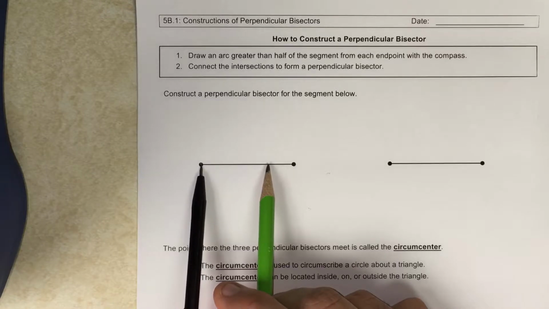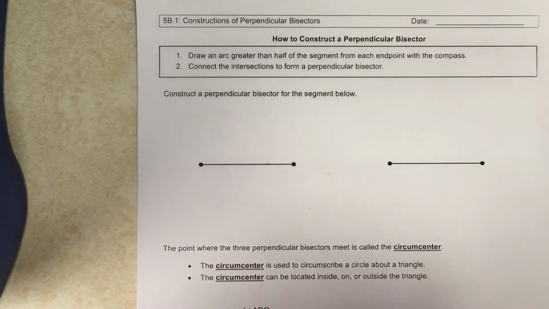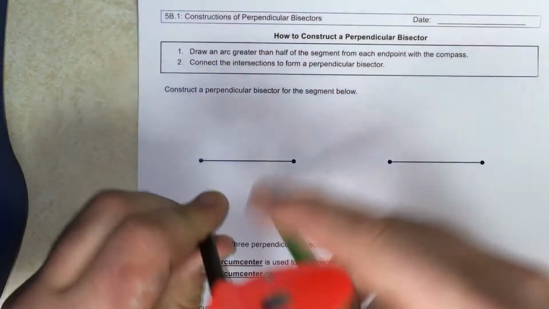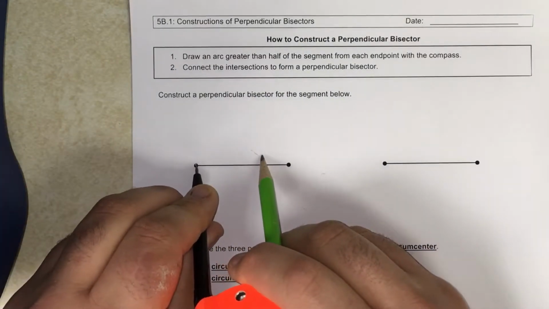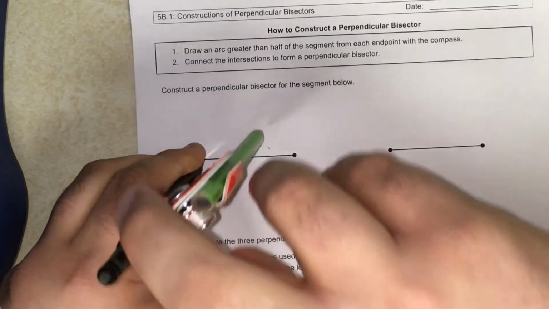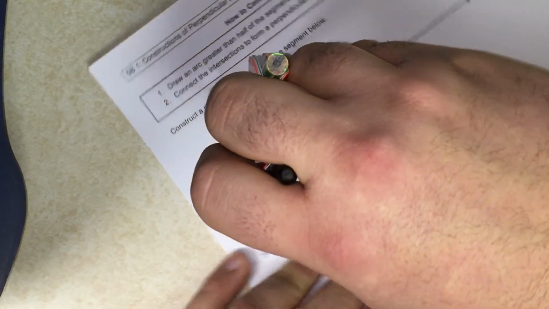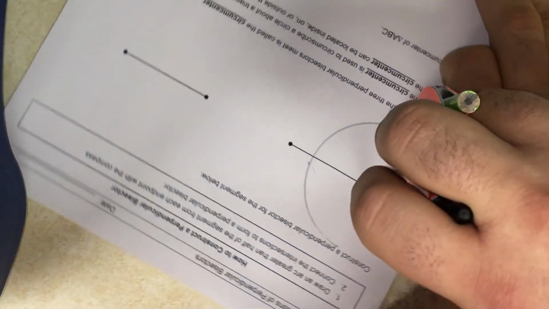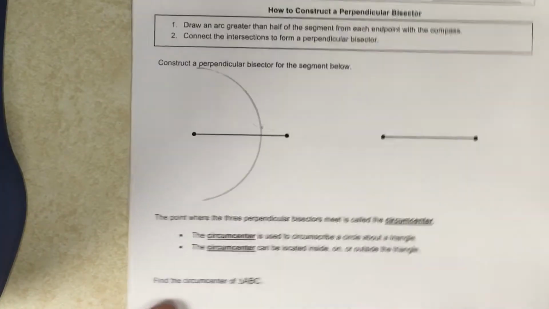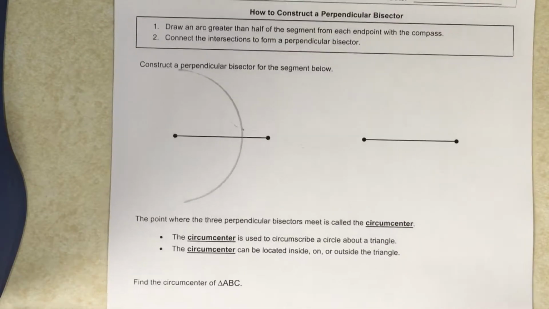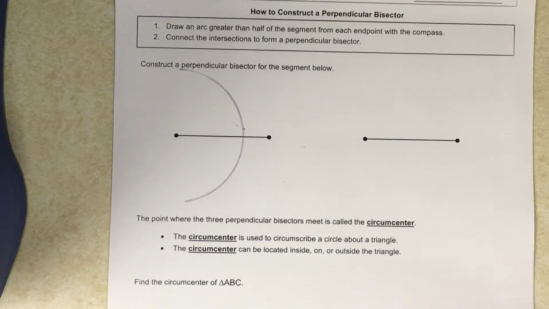So you can see here my compass is more than halfway across the line. So put your compass down, again with the pointed end on one of the endpoints, and draw yourself an arc just like this. I'm not going the whole way across the paper, but I'm making sure I have a big enough arc. If I have about a semicircle, you should be good enough.